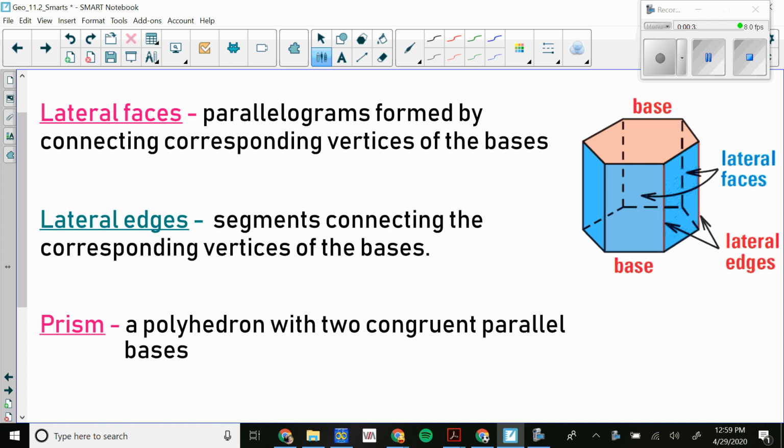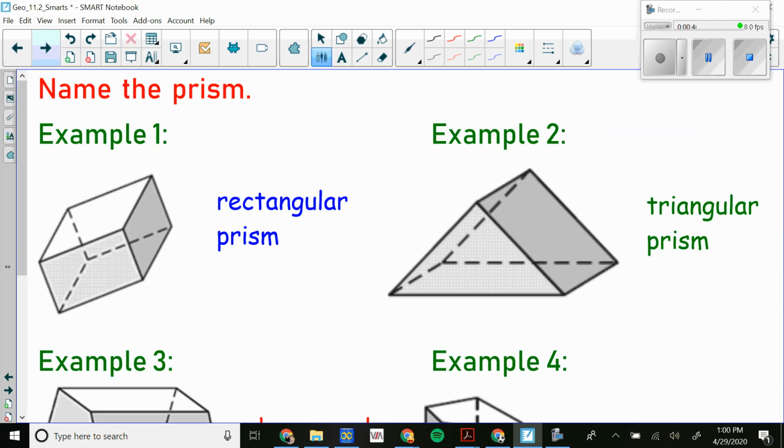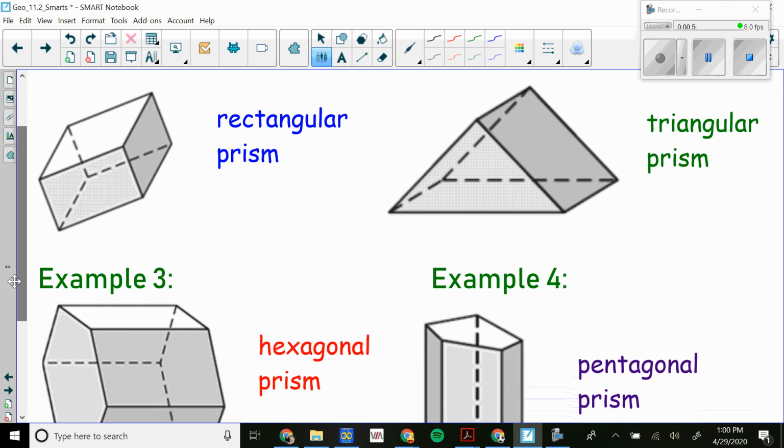Okay, and then the third one is a prism. That's a polyhedron with two congruent parallel bases. All right, so this base down here and this one up here are congruent, they're the same, and they're parallel. We're going to name each of these. The names are already here, but this is a rectangular prism because the bottom base and the top base are the same. Okay, and they make rectangles.